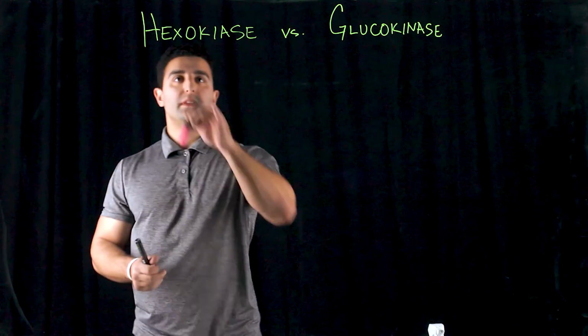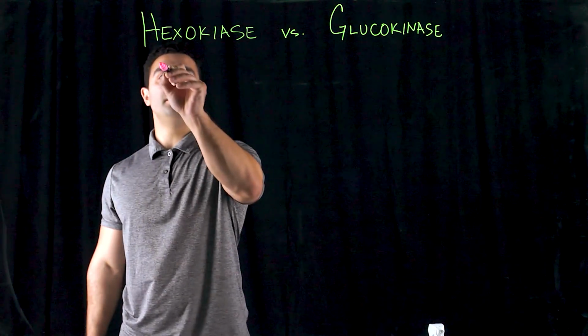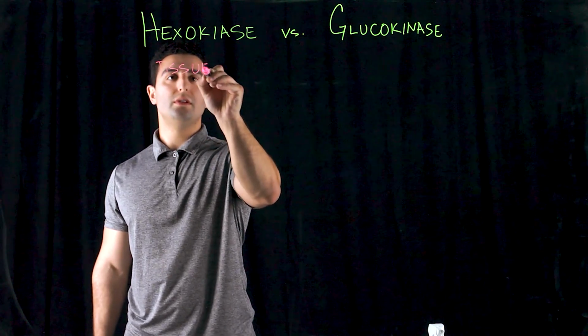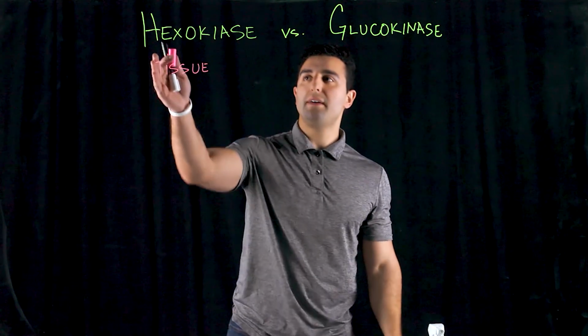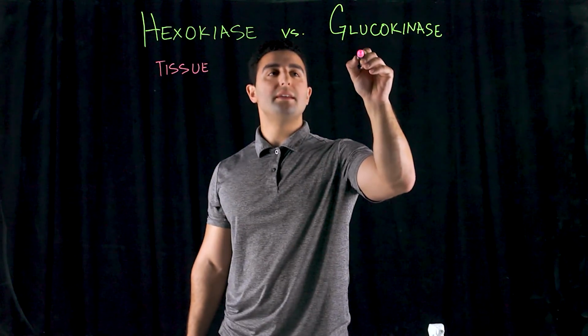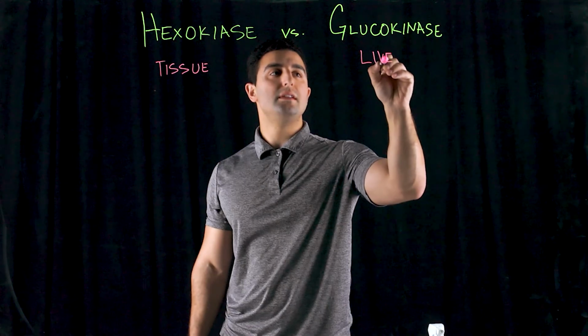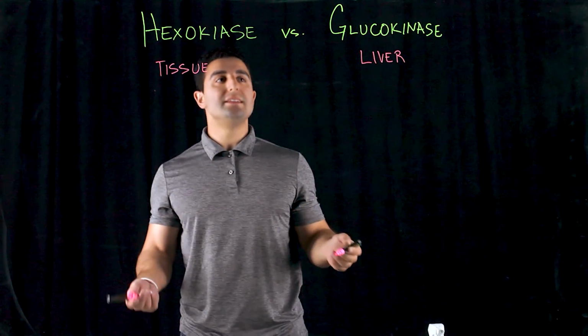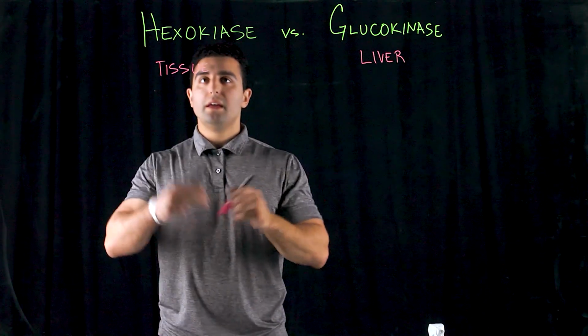So hexokinase is prevalent in high abundance in the majority of our tissue. So the majority of our tissue have a high presence of this hexokinase. Glucokinase, however, is highly prevalent in the liver. Okay. Now we want to look at the actual enzymatic activity of the two.